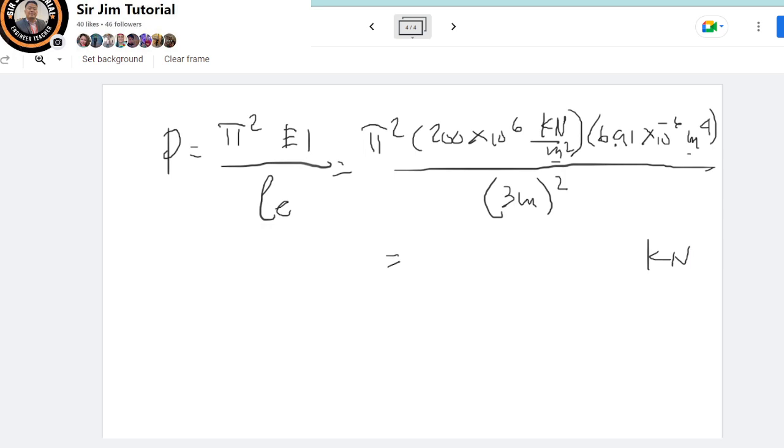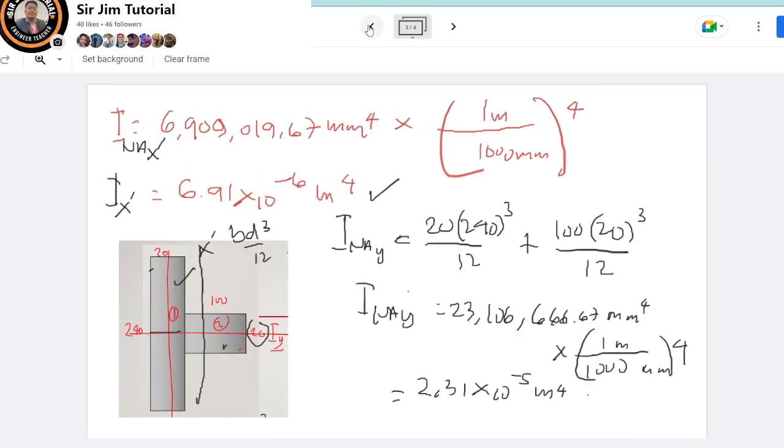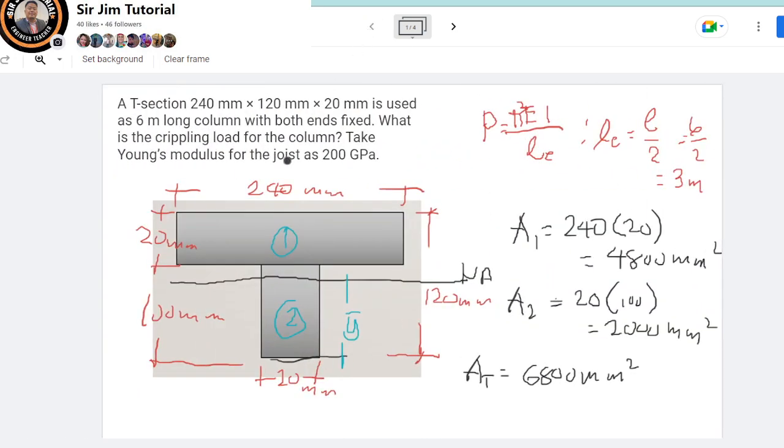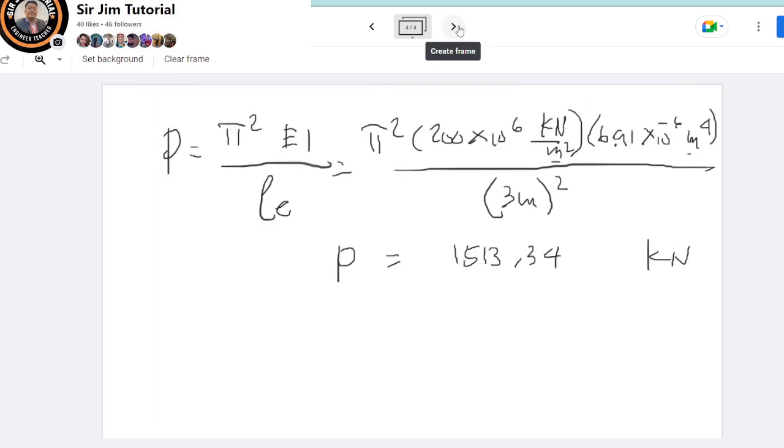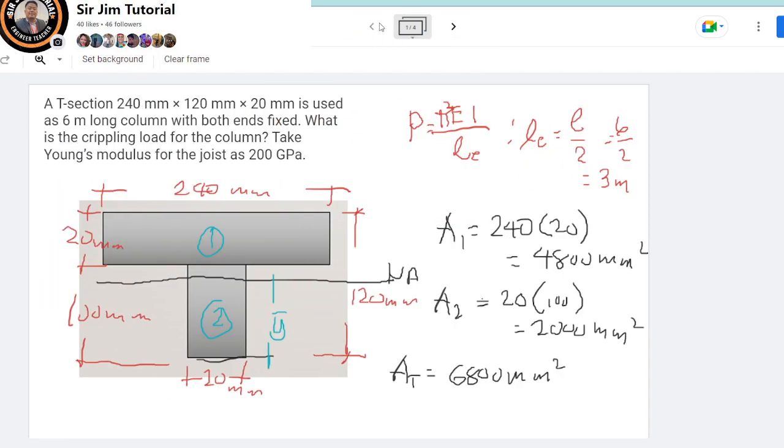Let's calculate using the calculator. This is 1513.34 kilonewton. This is our P. Again, let us go back to the question. This is the crippling load for the column. If you are asked to get the safe load, you still have to divide by the factor of safety. But in this case, there's no factor of safety given since the crippling load is the one being asked in this problem.